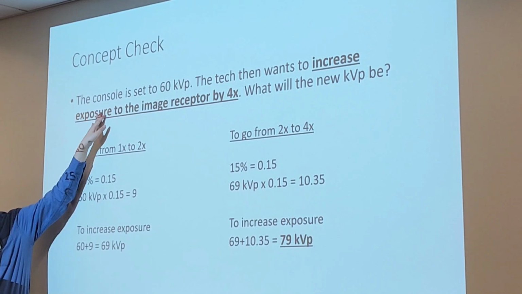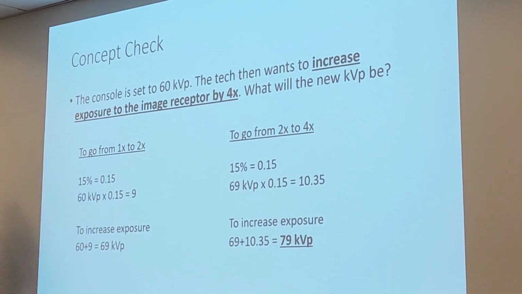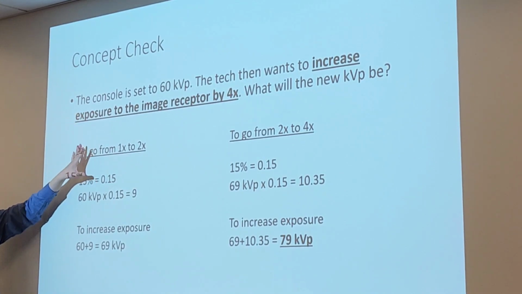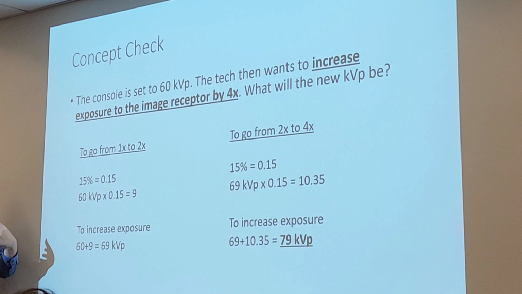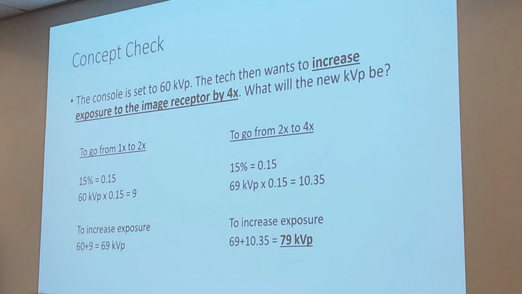So if you're changing by a factor of 2 each time, 2, 4, 8, 16, you would use the 15% rule every single time. Every factor of 2. Anytime you go any factor of 2.